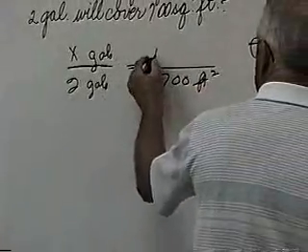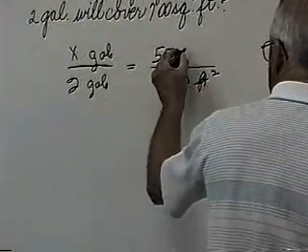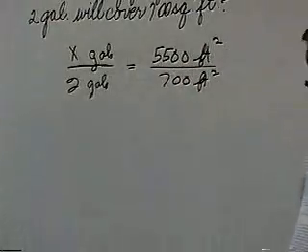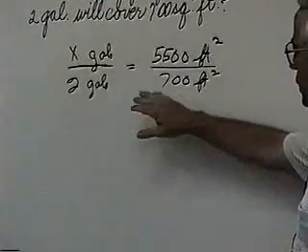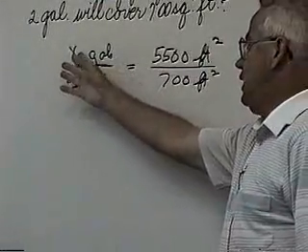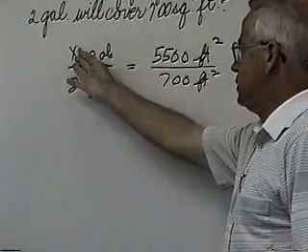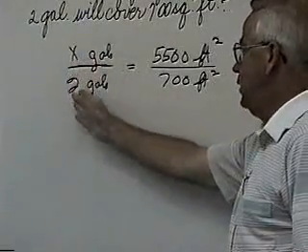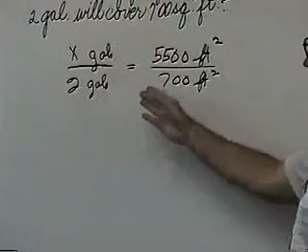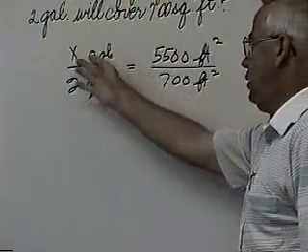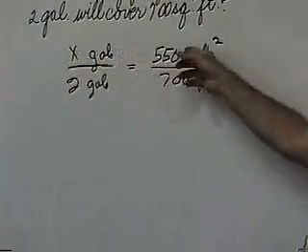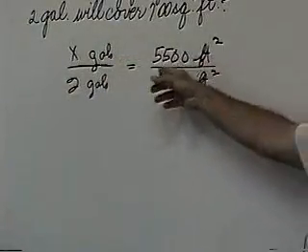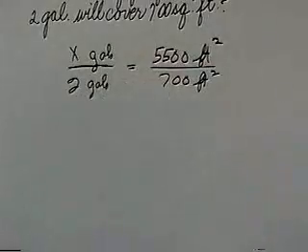And the X gallons is supposed to cover the 5,500 square feet. Now this is where, again, you'll foul up if you're not careful. If I come over here and say X gallons to 2 gallons, in other words, how many gallons do I need if 2 gallons covers something? So if I put the X up here, then the X has to go with what it's going to cover. So the X gallons is what we need to know to cover the 5,500. The 2 gallons covers the 700.